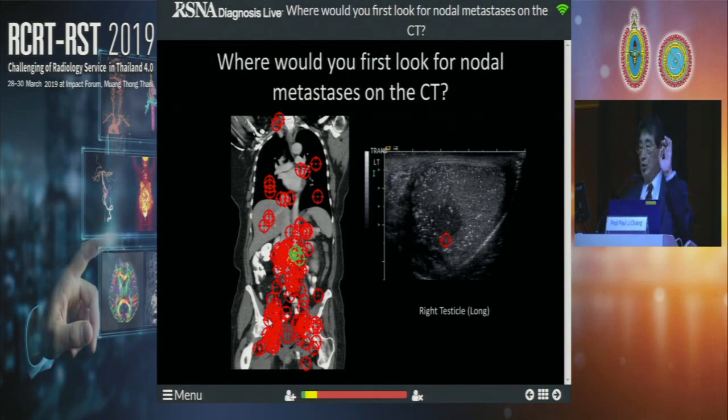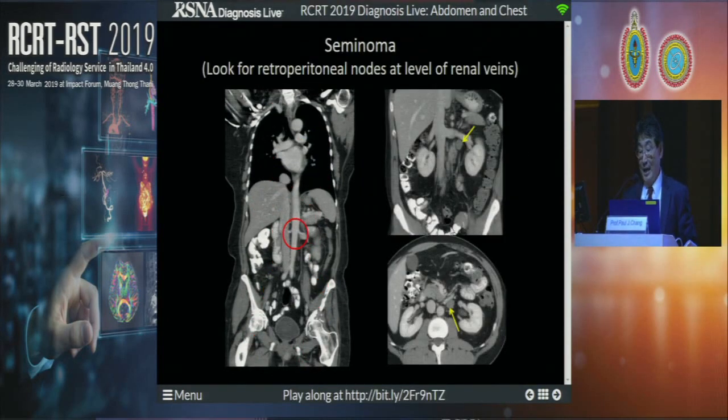Remember, the lymphatic drainage of any organ follows the systemic veins. So when you look at the testicle as well as the ovary, where does the venous drainage of the gonadal organs go? Not to the pelvis. It drains up, right? It drains at the level right below the renal veins. And that's where you want to first look. So when you see a testicular carcinoma and the urologist or the oncologist wants to stage, you want to look at the level of the renal veins just below there.